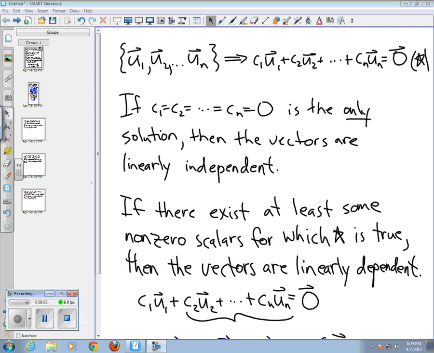So we're back to continue our look at linear independence in an abstract vector space. Again, let's remember what we're talking about. If we have a set of vectors u1 through un, we form a linear combination of those vectors and set it equal to the zero vector. And if the only way that can be true is if all the scalars are zero, then the vectors are linearly independent. If there are at least some non-zero scalars making that starred equation true, then our vectors are linearly dependent, and in that case we can solve for one in terms of the others.